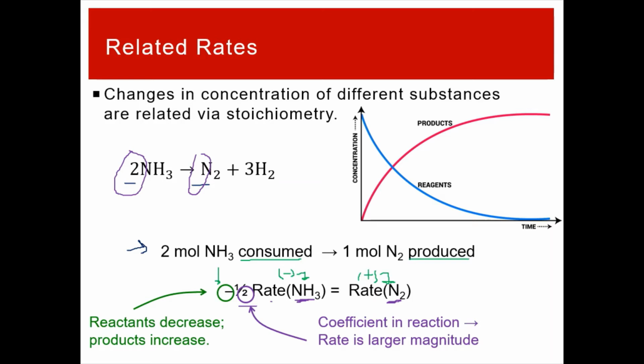N2 has a coefficient of 1 in front of it, so you just divide by the 1, which doesn't show up. So the two things we want to account for when relating rates are the sign, based on which side of the reaction it's on, and then what the coefficient is, to normalize it out.